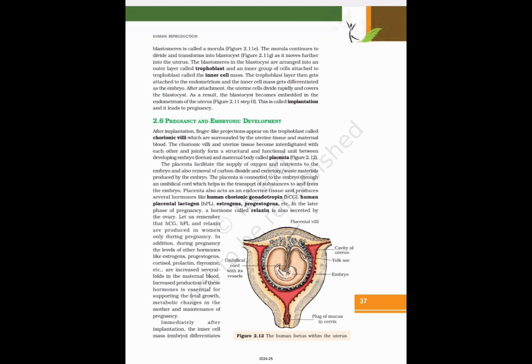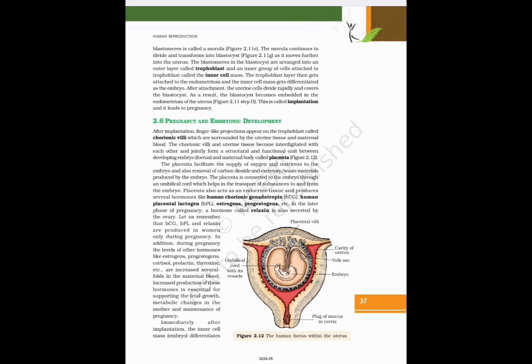Pregnancy and embryonic development. After implantation, finger-like projections appear on the trophoblast called chorionic villi, which are surrounded by the uterine tissue and maternal blood. The chorionic villi and the uterine tissue become interdigitated with each other and jointly form a structural and functional unit between the developing embryo and the maternal body called placenta. The placenta facilitates the supply of oxygen and nutrients to the embryo and also removal of carbon dioxide and excretory waste materials produced by the embryo.